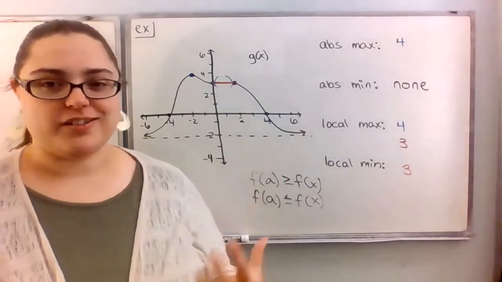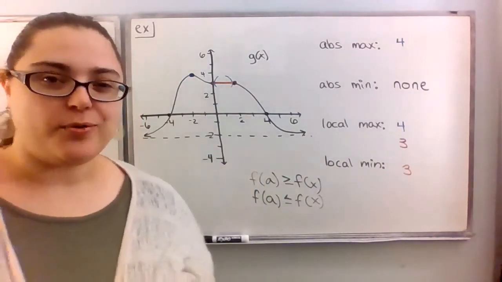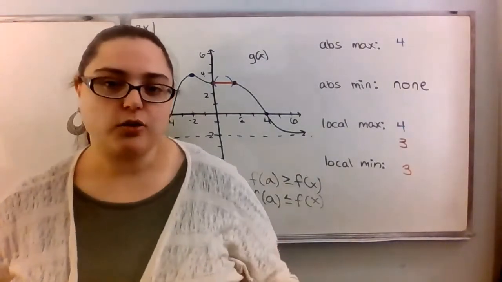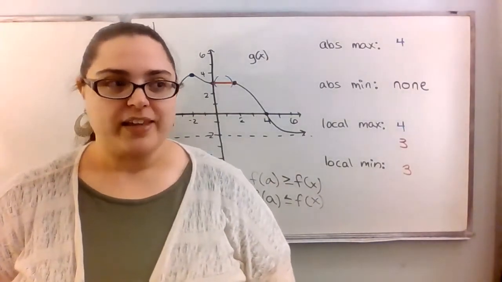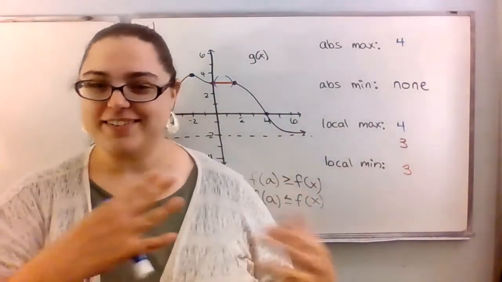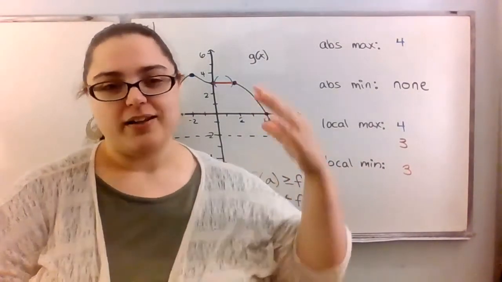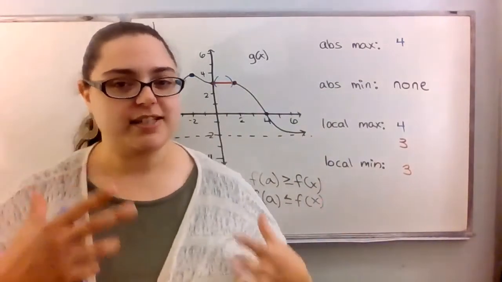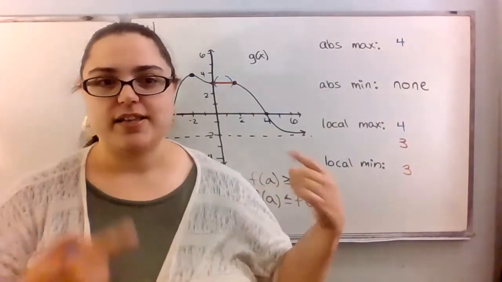So I know there was some weird stuff that goes on, but hopefully this helps with identifying absolute and local extrema. In the next video, we're going to be talking about the extreme value theorem, which is a cool theorem as a result of increasing, decreasing, constant, continuous, and these extrema.